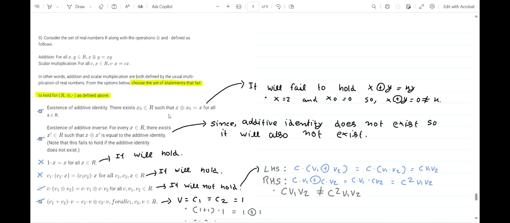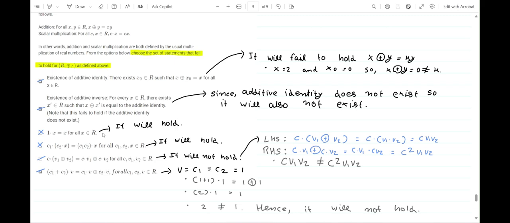The second option says existence of additive inverse: for every x belonging to R, there exists x prime belonging to R such that x plus x prime is equal to the additive identity. This also fails to hold if the additive identity doesn't exist, since we just found that the additive identity doesn't exist here. So the existence of additive inverse is also wrong, as the additive inverse will not exist here, so the second option is correct.